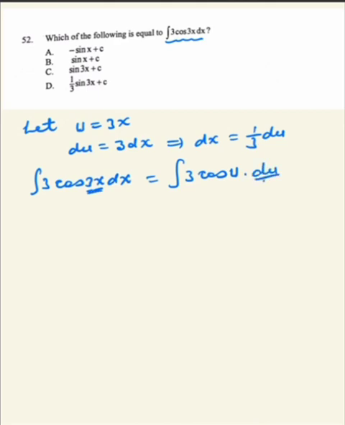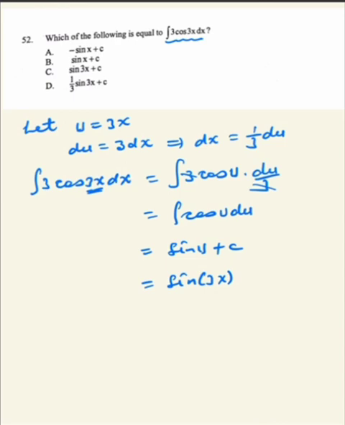The integral of 3 times cos u, where dx is du by 3. So when simplified, it becomes the integral of cos u du. The integral of cosine is sine plus some constant. Now we replace u back with 3x, so it is sine of 3x plus c. Therefore, the integral of this expression will be sine 3x plus c, which means the answer is C.